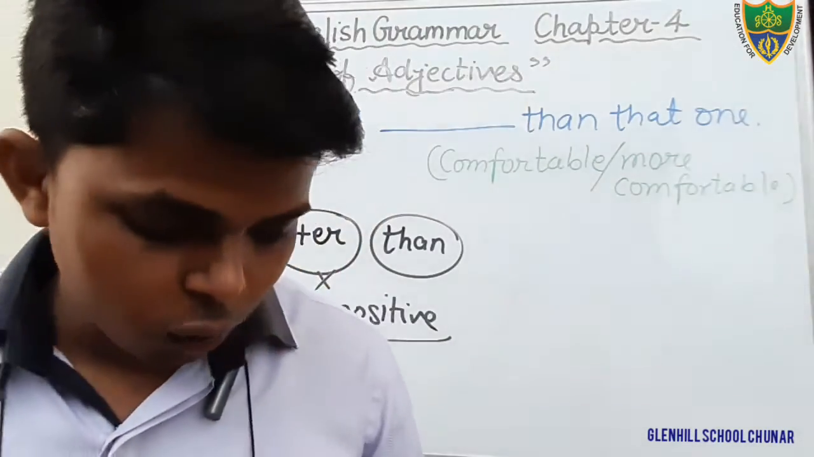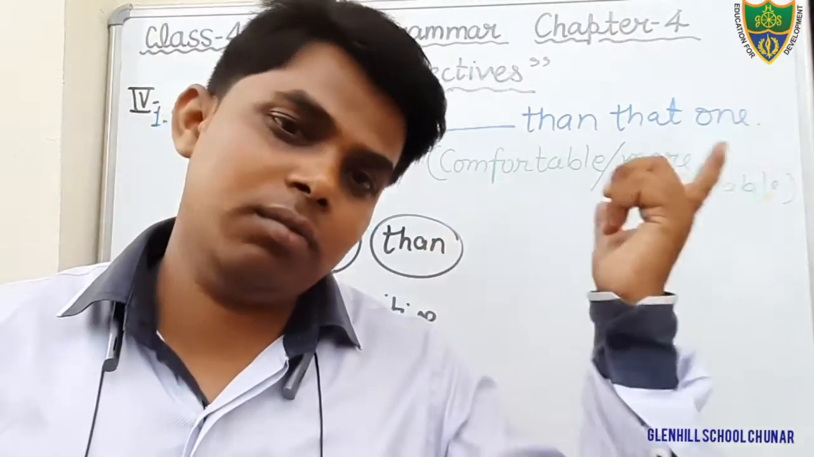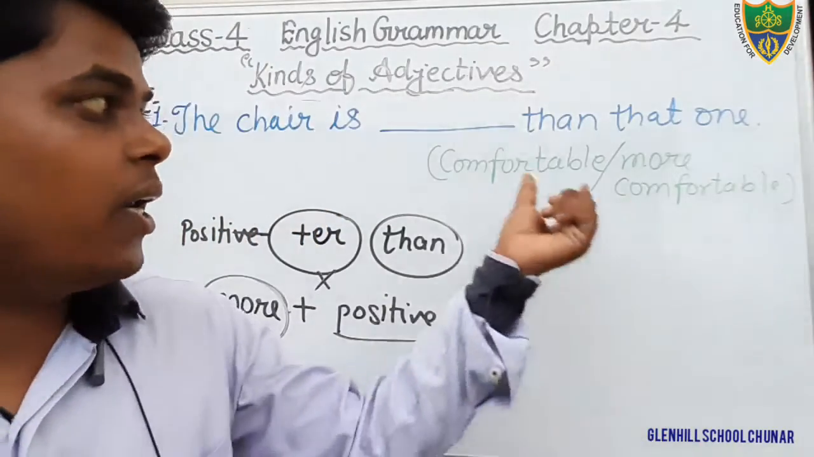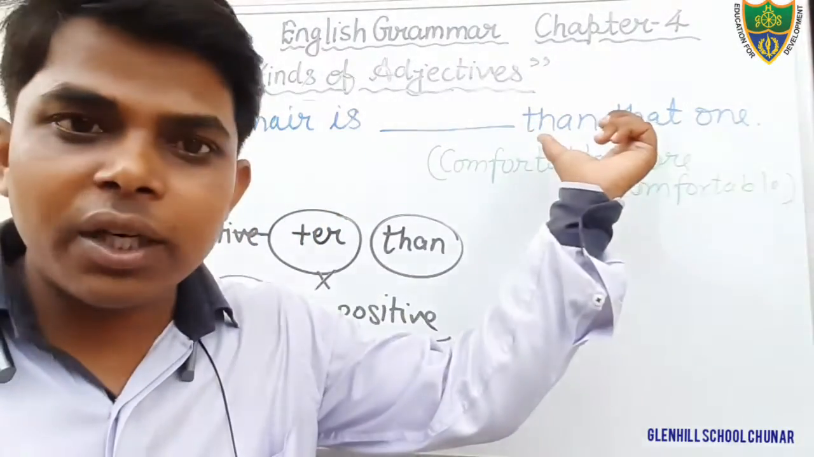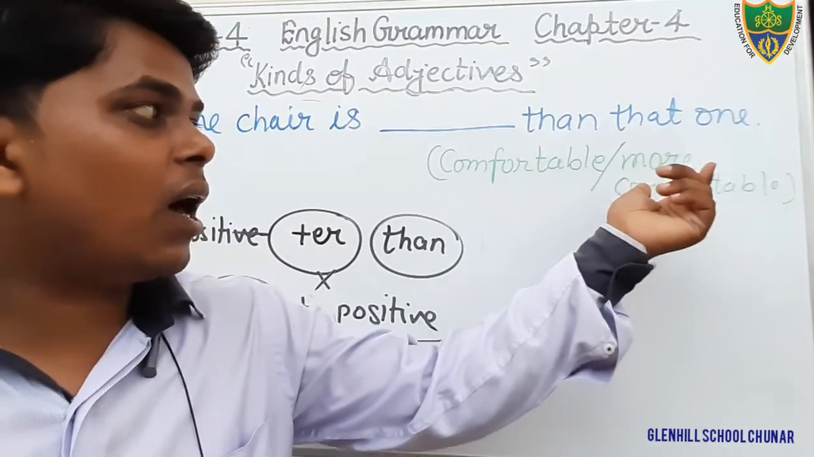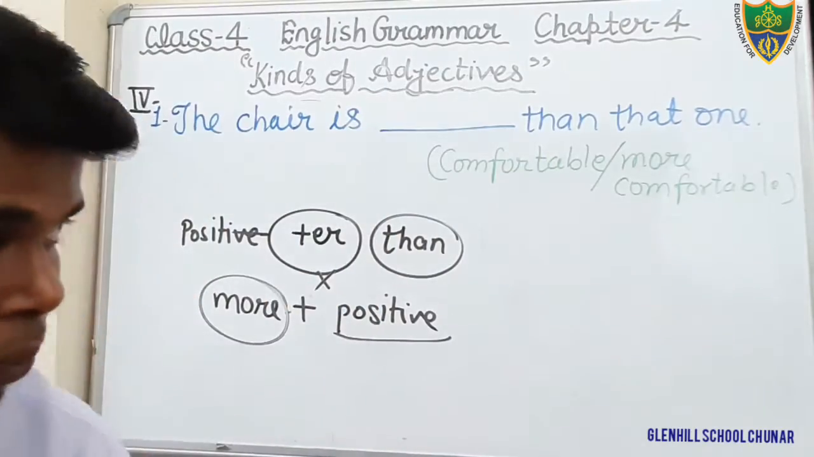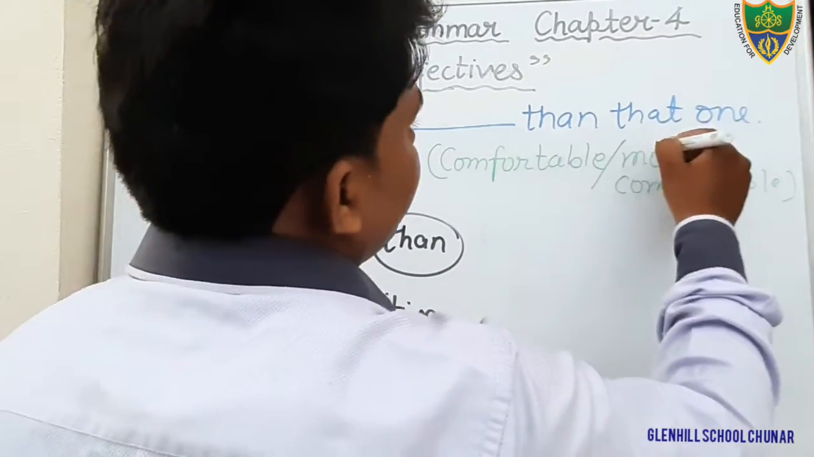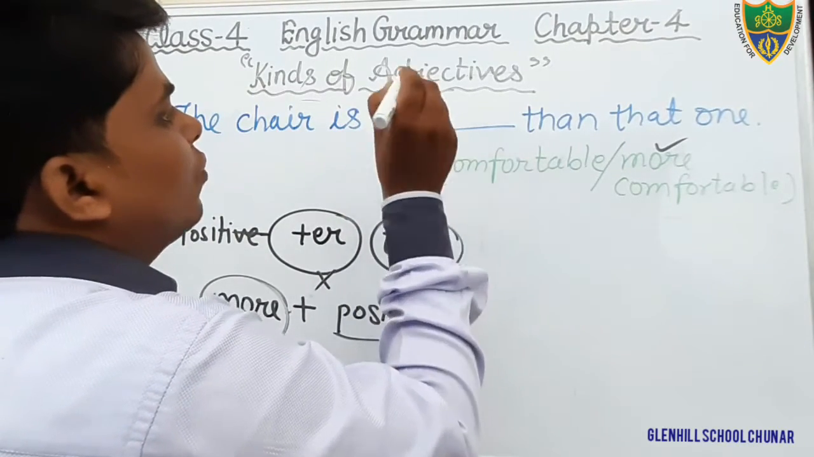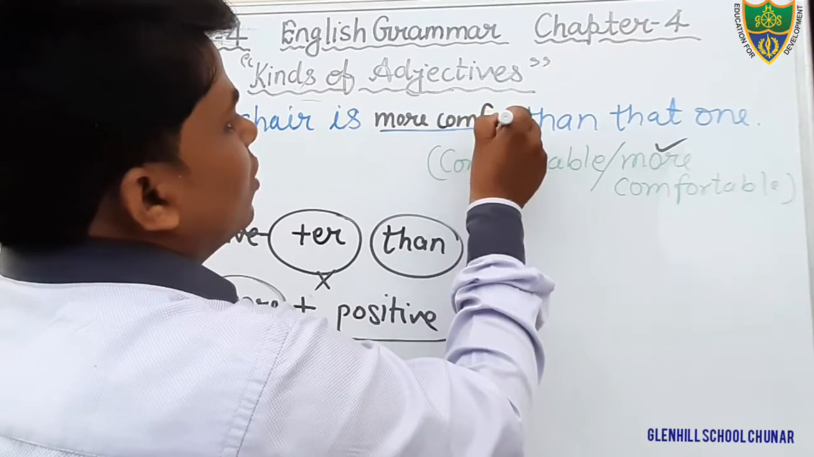Okay students, so we can see here comfortable, we cannot say comfortabler, that is not a correct word. Therefore we will add here more because that is comparative degree. Therefore we will add here more comfortable. So what would be the correct option? The correct option will be more comfortable. We will feel here more comfortable.